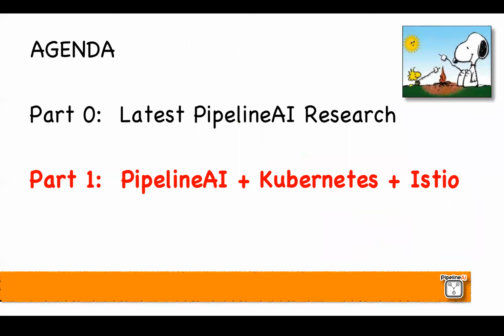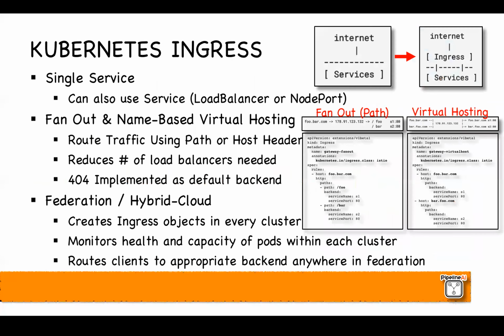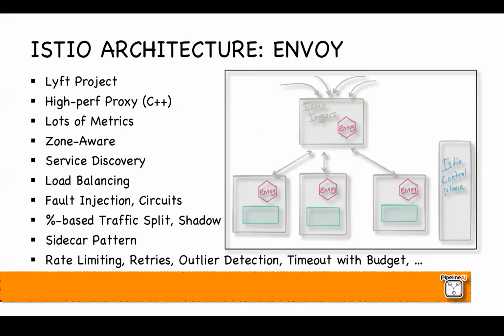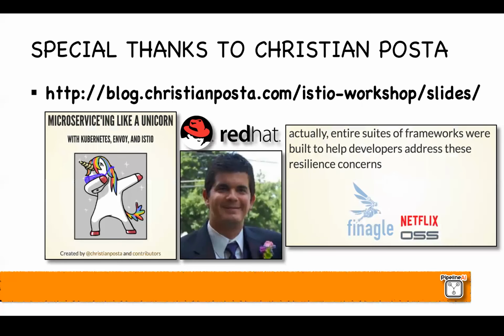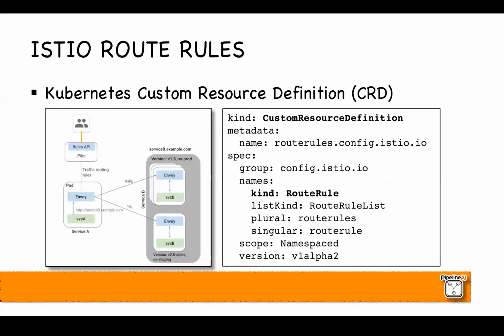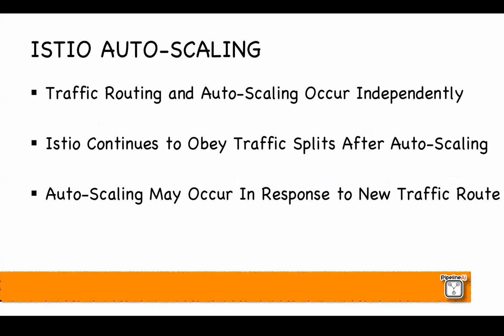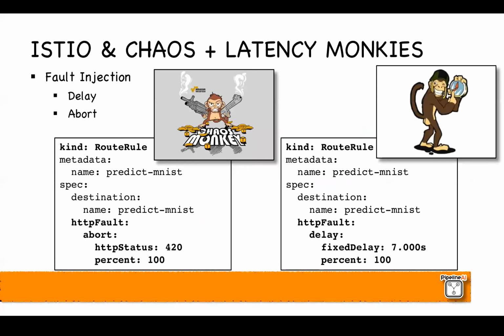So the rest of this is just Istio and how we actually do traffic routing and how we can trigger off of price per prediction. I'll post these slides, which have a lot of good references. I do want to point out this person here, Christian Posta. I'm sure everyone knows him. He's like Mr. Kubernetes and Mr. Istio. You can also do Chaos Monkey stuff with Istio, where you could inject failures and inject latency and things like that.